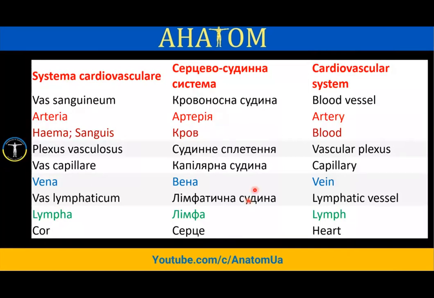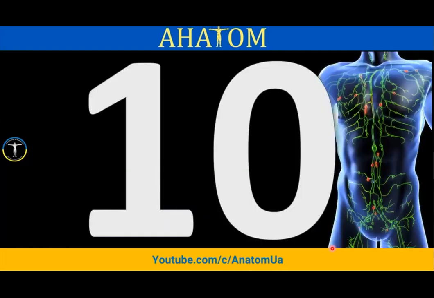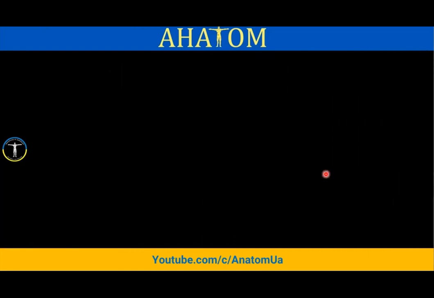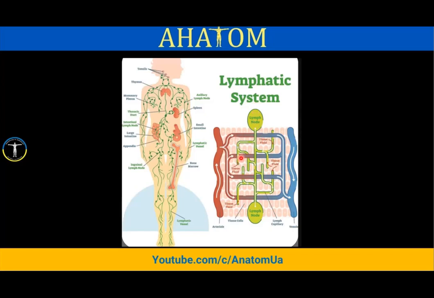And in the cardiovascular system, number nine, there are blood vessels: artery, blood, vascular plexus, capillary, vein, lymphatic vessels, lymph. And number 10, the lymphatic system or lymph organs: arterial, precapillary, capillary, postcapillary, venular, and lymphatic lymph capillary. What is the name of this structure together?